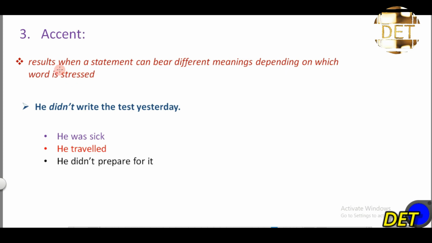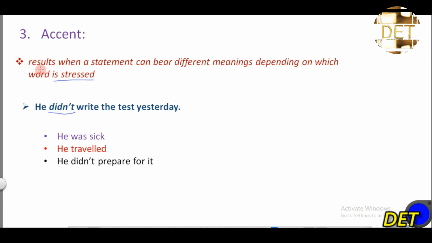It is a type of logical fallacy, or a type of formal fallacy, which results when a statement can bear different meanings depending on the word that is stressed. For example, "He didn't write the test yesterday." You can see that the word "didn't" is stressed, right? So whenever you are answering any question and you see that a particular word is stressed, check for the fallacy of what? Of accent.